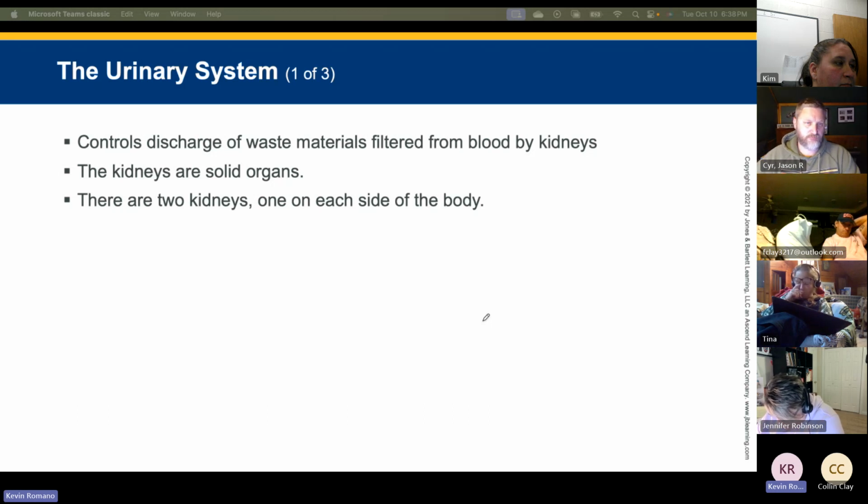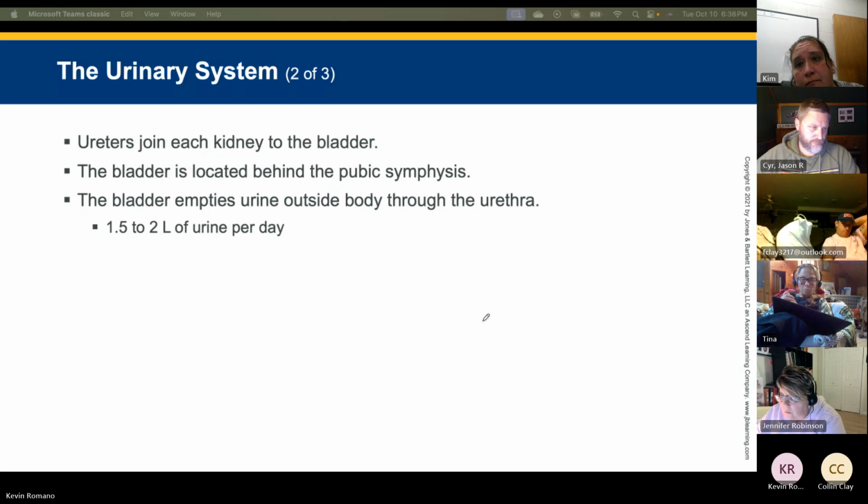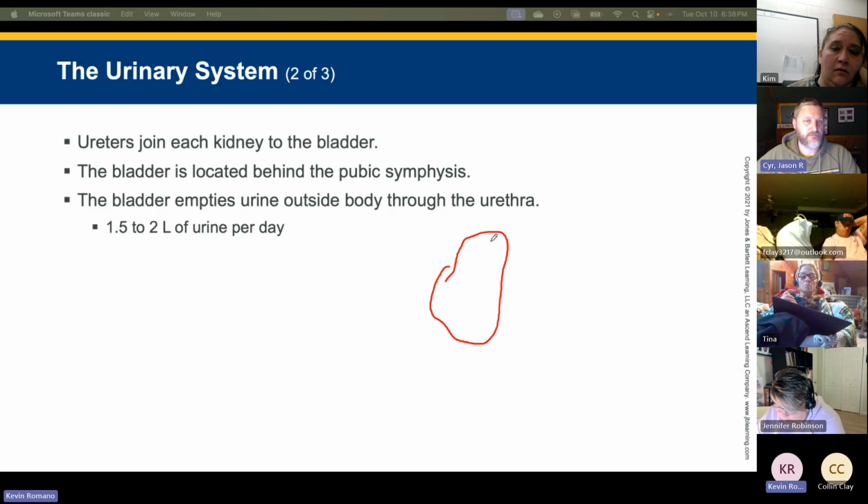The urinary system controls discharge of waste materials filtered from the blood by the kidneys, okay? So the kidneys are a solid organ, and there are two kidneys, one for each side of the body, okay? So what's very important within those kidneys? Filtration. Right. So we have our kidneys here, right? Inside the kidneys, you have little triangles. That's a horrible triangle. I'm sorry. Those triangles are called nephrons.